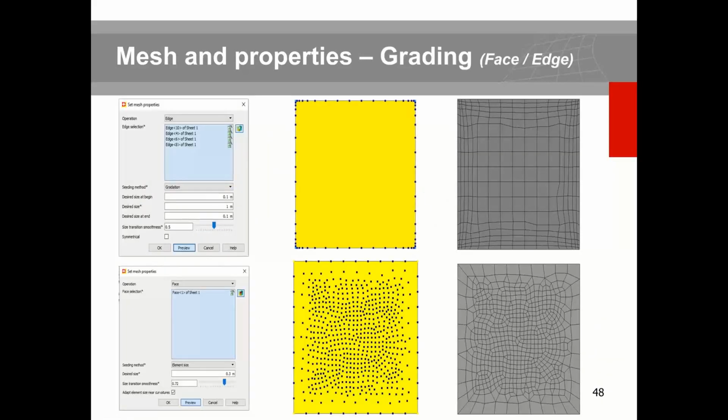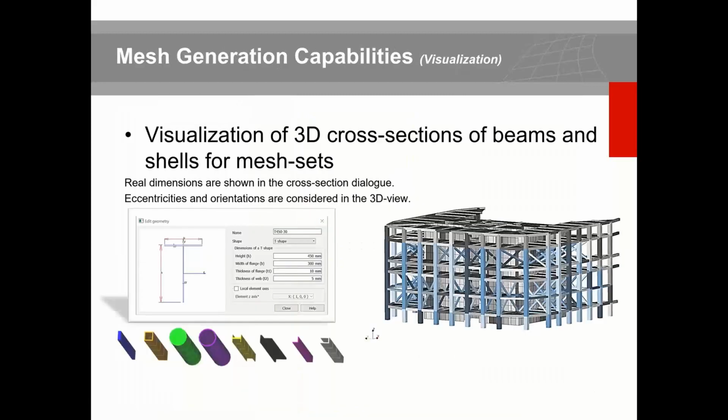You can also use grading to optimize your mesh. You have full control on the distribution of the nodes and the elements. So again, it's not a black box. The end user has full control on what he's doing.